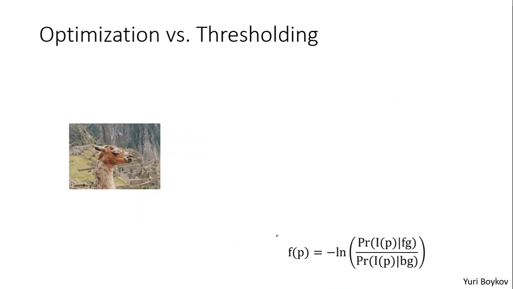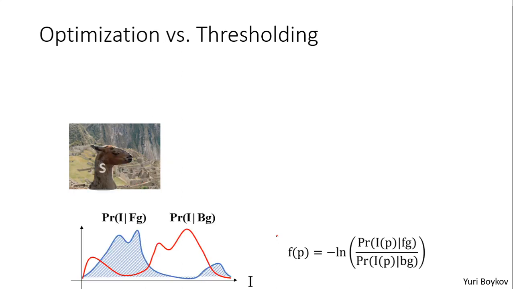Okay, so let's look at an example. Take the llama as an example. This is the final segmentation. Now you can see the probability of the pixels if they are in the foreground is, let's say, this blue one. The probability of pixels if they are in the background is this one. So for every pixel, you will have the two probabilities. You get the two numbers and you can get the log ratio of whether it belongs to foreground or background probability, and then you can get the negative log ratio.